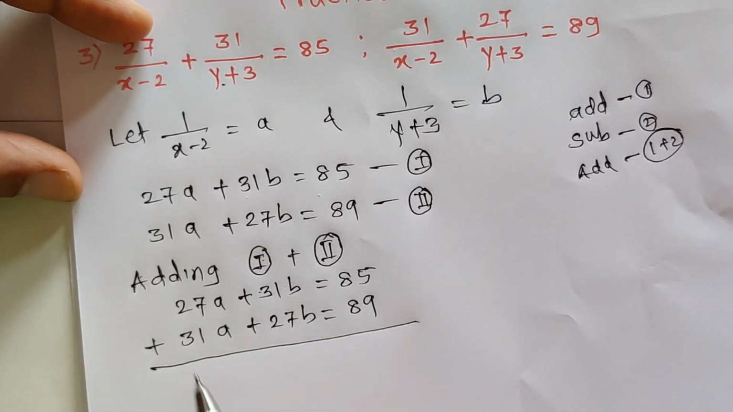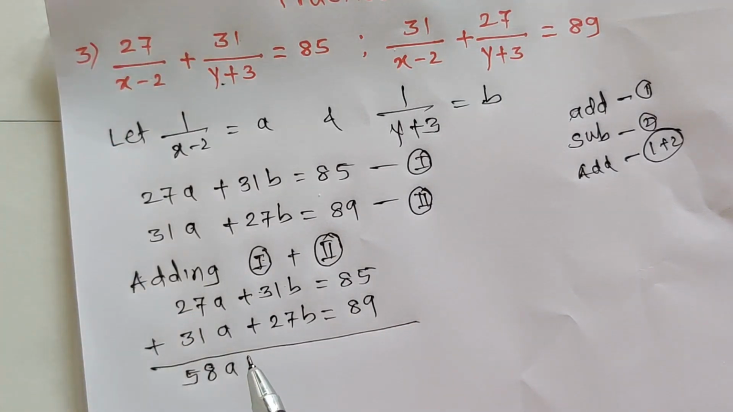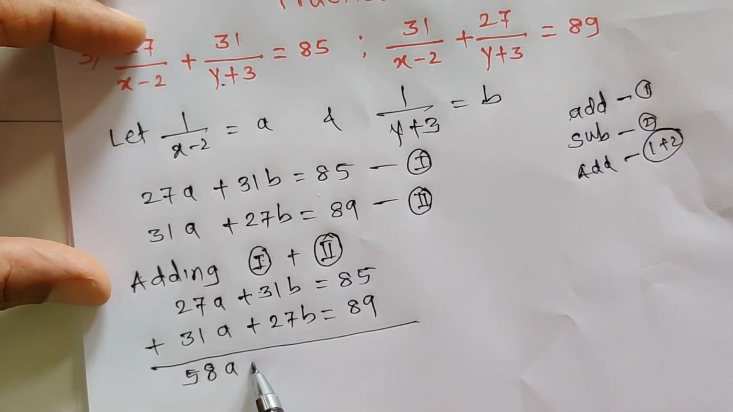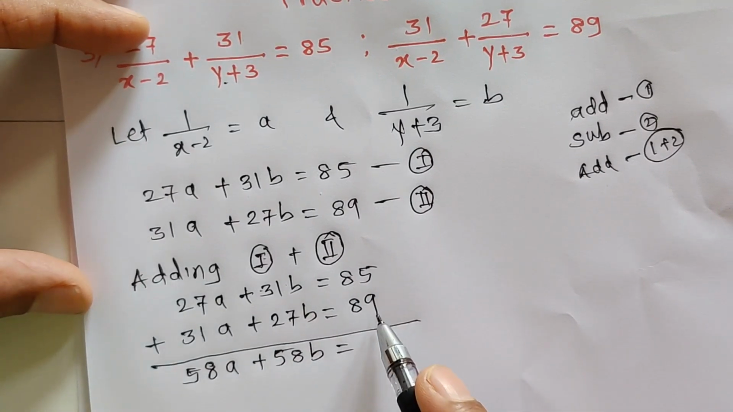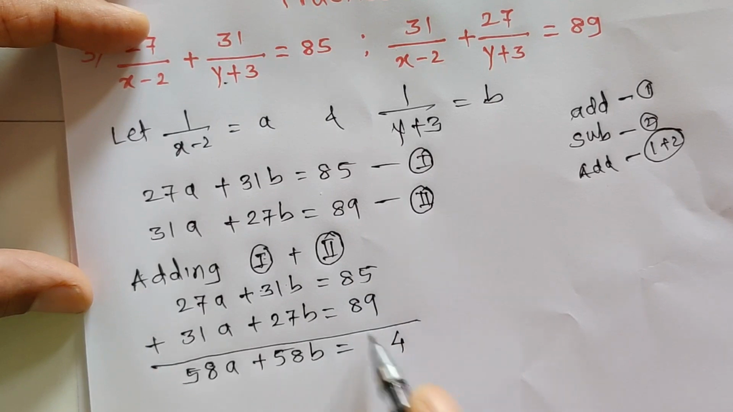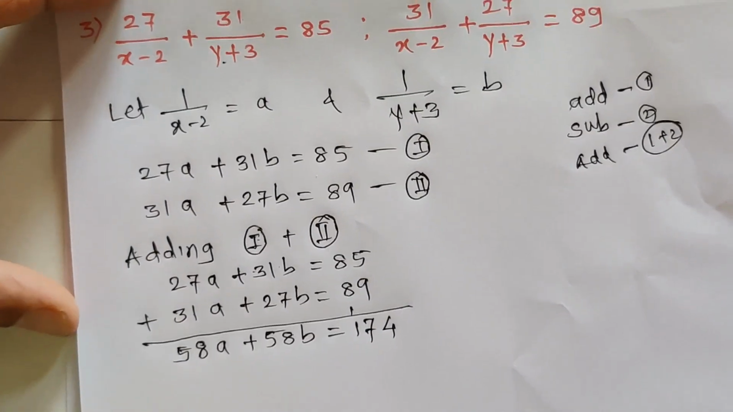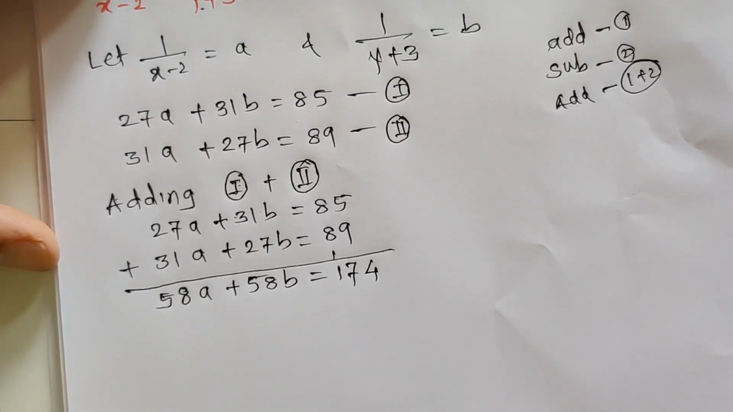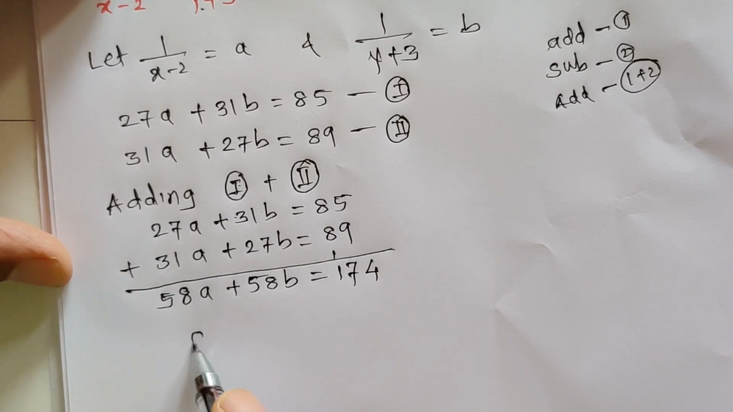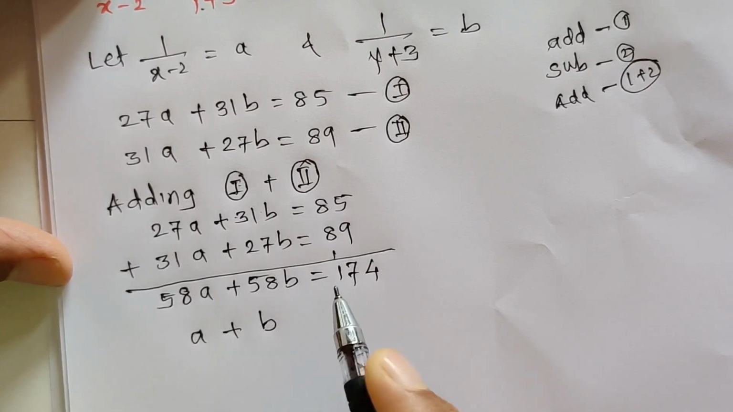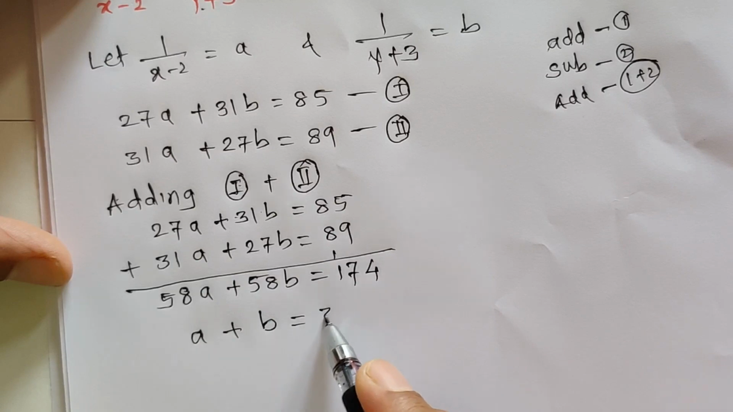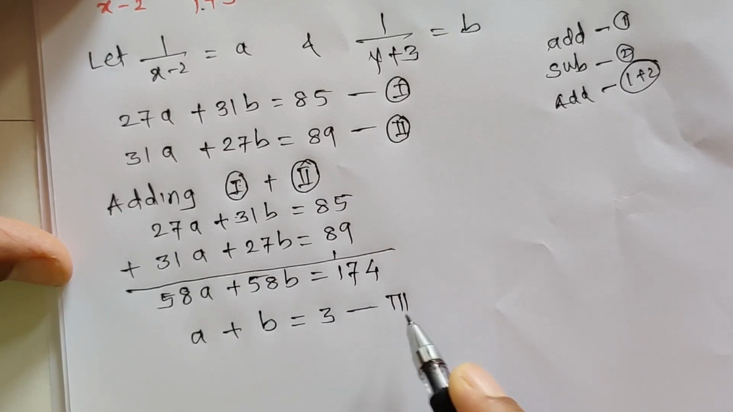Now add these equations. We get 7 plus 1 is 8 and 3 plus 1 is 5, so 58a plus 58b is equal to 9 plus 5 is 14, 174. So divide by 58. If we divide by 58, we get a plus b is equal to 3. This is our equation number 3.